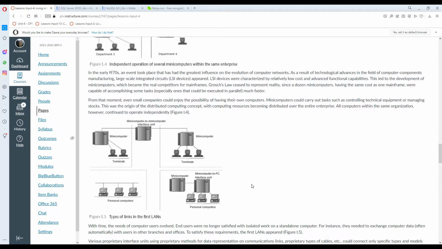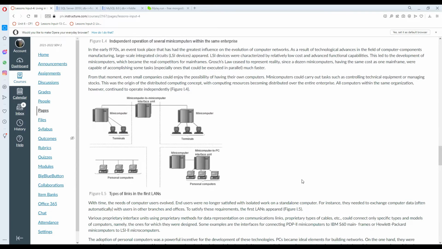Mini computers can carry out tasks such as controlling technical equipment or managing stocks. This was the origin of the distributed computing concept, with computing resources becoming distributed over the entire enterprise. All computers within the same organization, however, continued to operate independently.